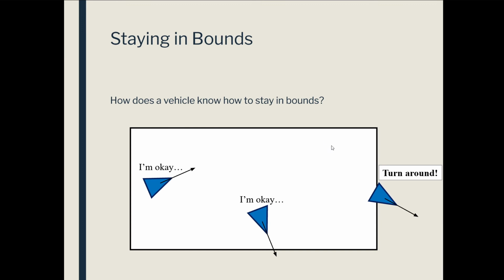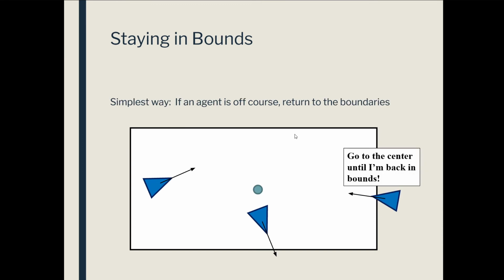So, how does this vehicle know how to stay in bounds? Well, we already know how to check to see if something is outside of the boundaries, right? We can check to see if the X position is greater than the bounds here. Same with the Y and the Z. In this case, it's the Z position since we're in top down. So the simplest way to do this, which is what I'm going to show, is if an agent is out of bounds, then we can just seek towards the center position until they're back in bounds. And that's it, really. We just want them to seek towards the middle.